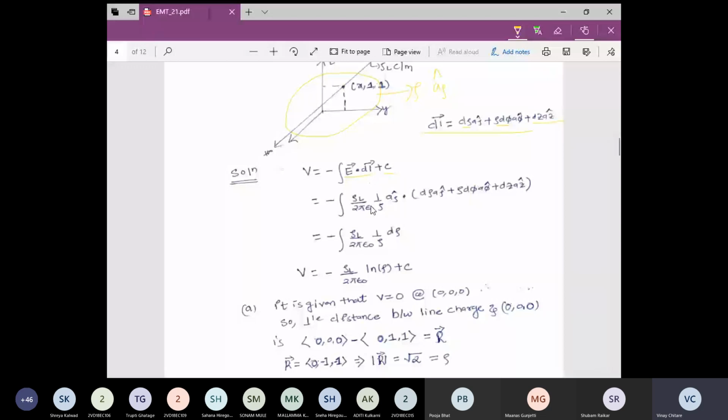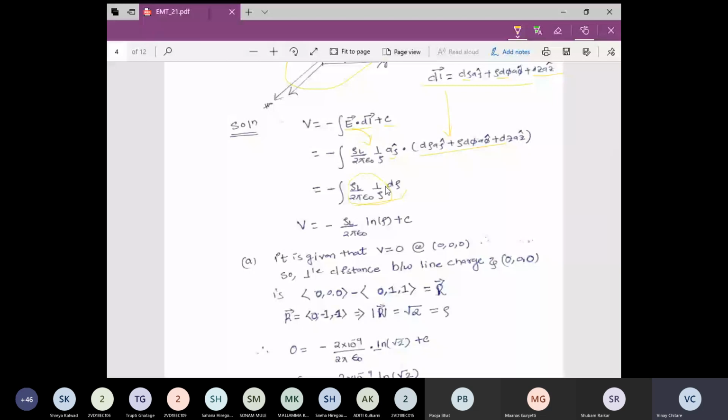So I know the electric field due to a line charge, which is given by rho_L divided by 2 pi epsilon times 1 by rho a_rho hat, and I have chosen this dL. When I do the dot product, I'll retain only this term, that is rho_L by 2 pi epsilon times 1 by rho d rho.